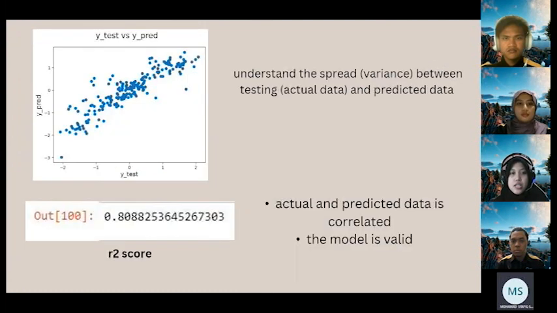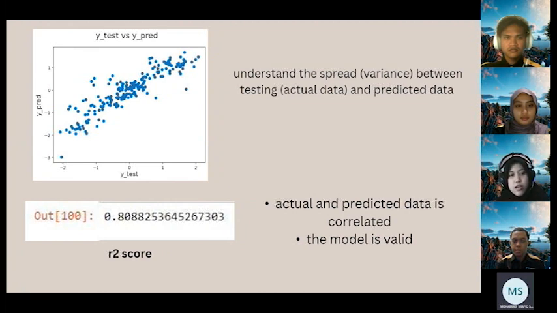Okay, the last one is we plot the scatter plot to understand the spread, which is variance between testing data, determined by actual data and predicted data. Y pred is the predicted data and Y test is the testing data, or we can call it actual data. So from the graph, we can conclude that these two variables have a strong positive relationship.